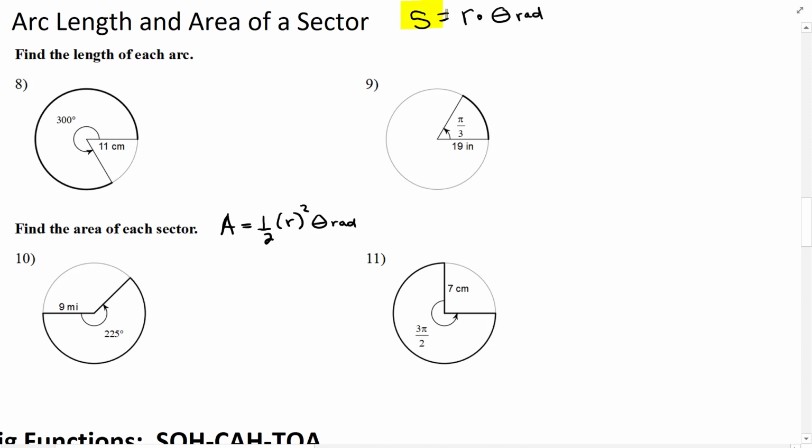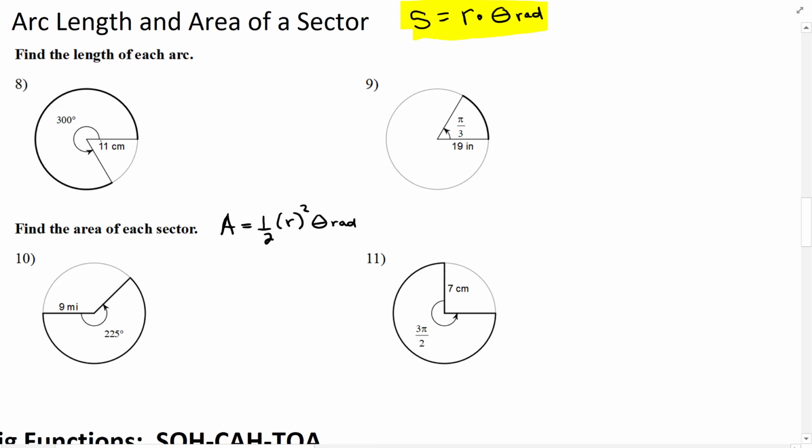Okay, now we're going to be finding the arc length and areas of a sector. Okay, so here's the arc length formula. S is equal to the radius times the theta, but it has to be in radians.